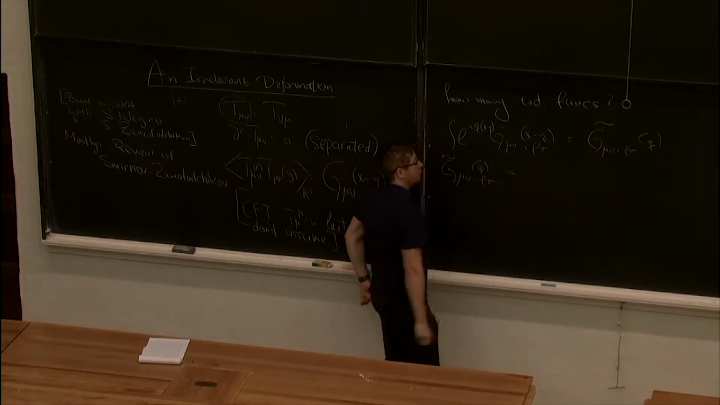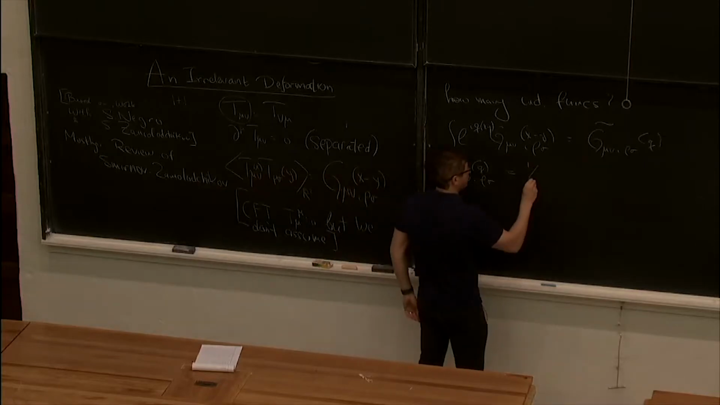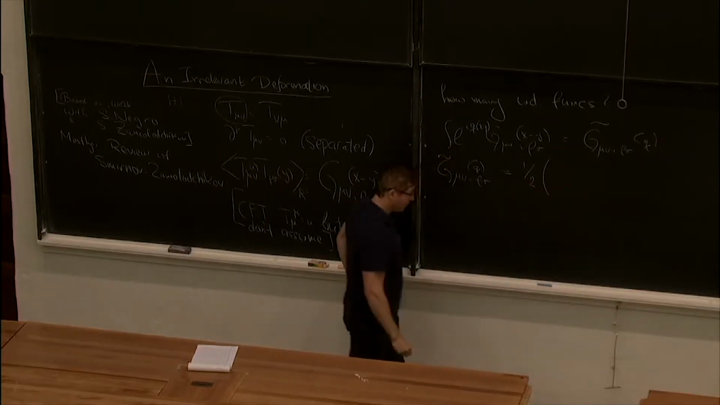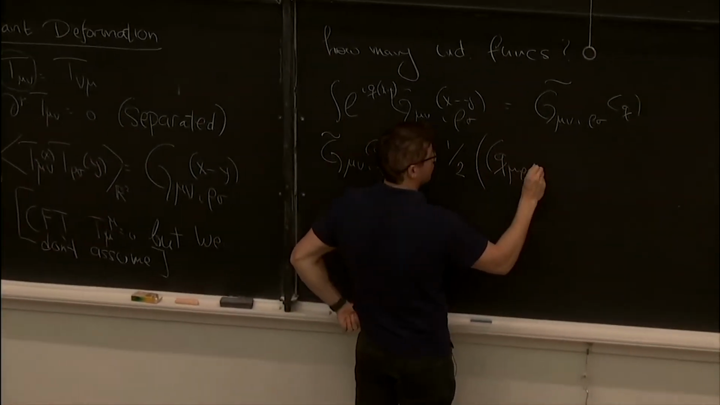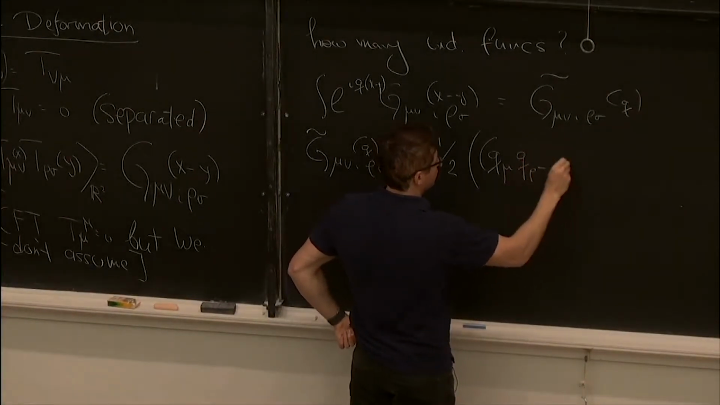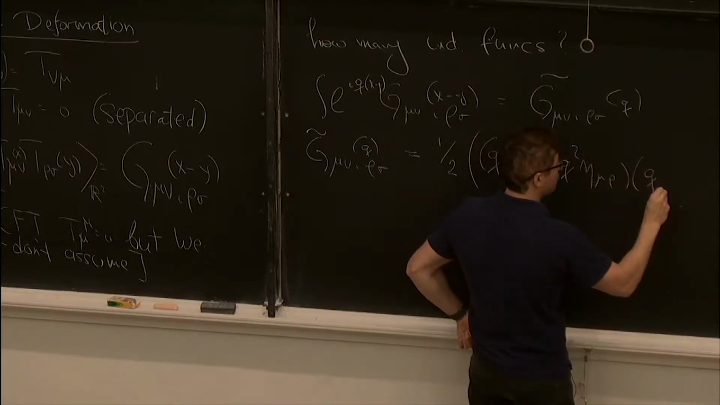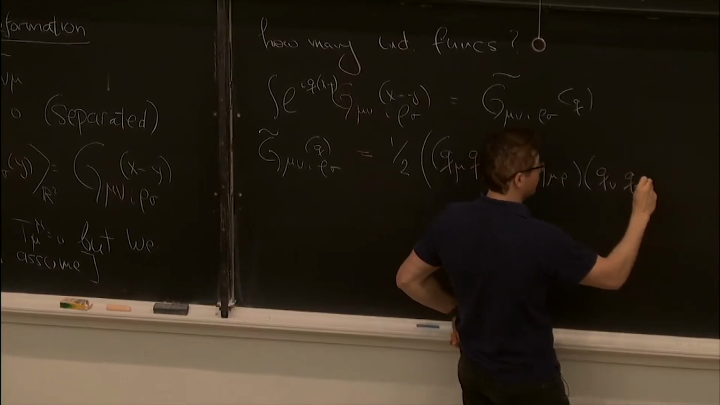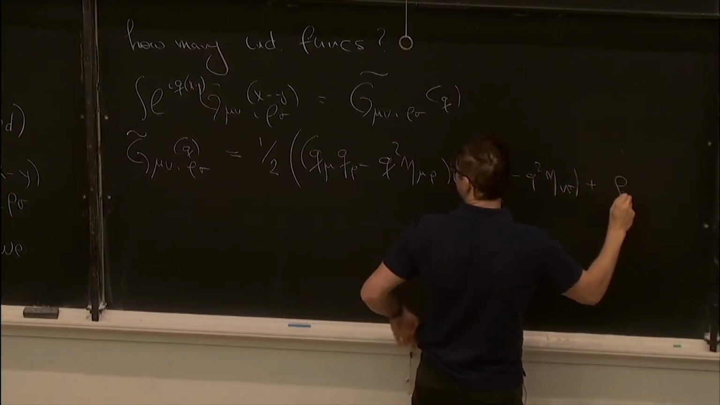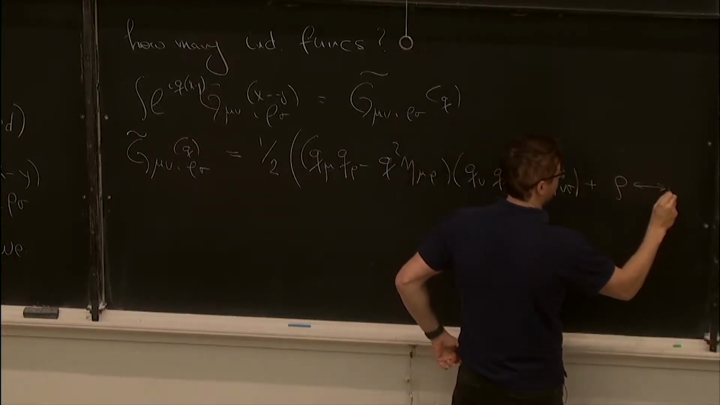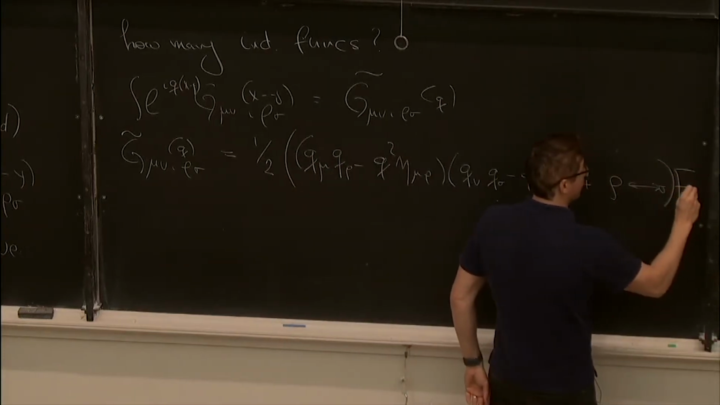Solving this algebraic constraint allows for two different structures to exist, and they come with independent functions. The first structure is q mu q rho minus q squared eta mu rho. This is a small exercise that you can solve at home, just to make sure that indeed these are the only two structures allowed by these constraints. So this is the first structure, and it multiplies some unknown function f of q squared.